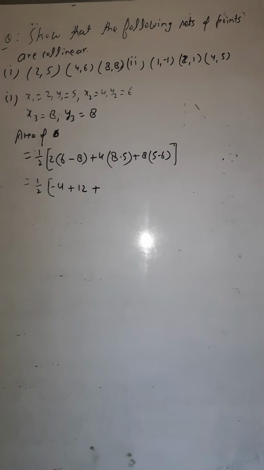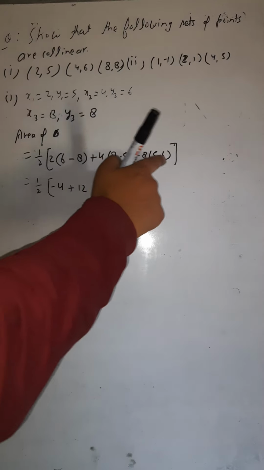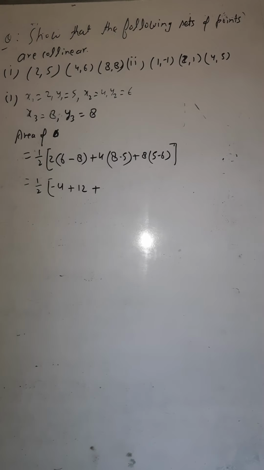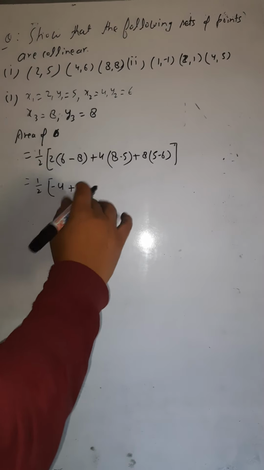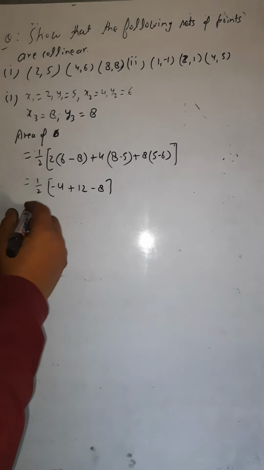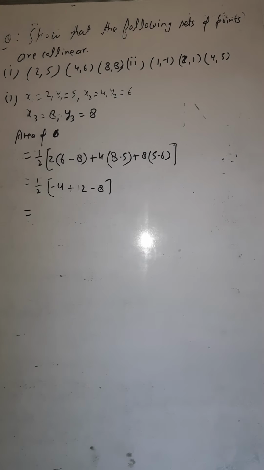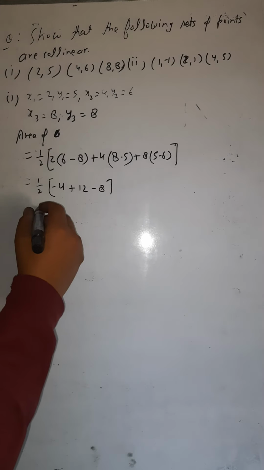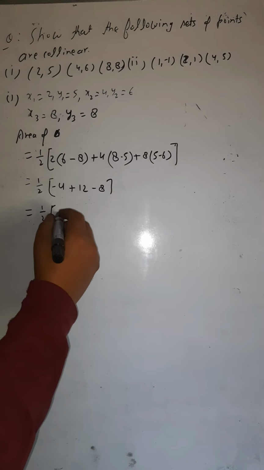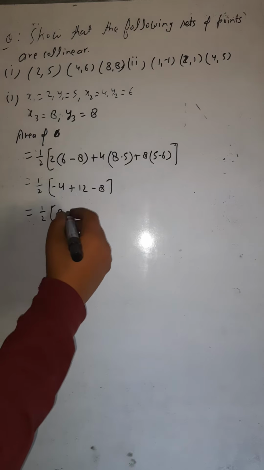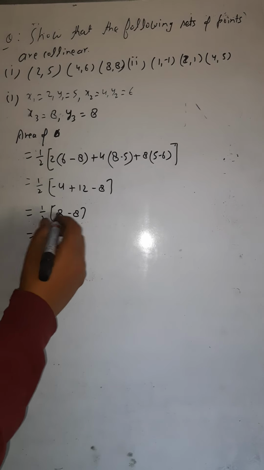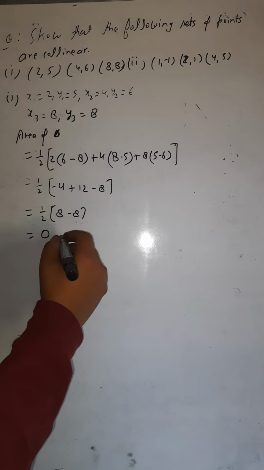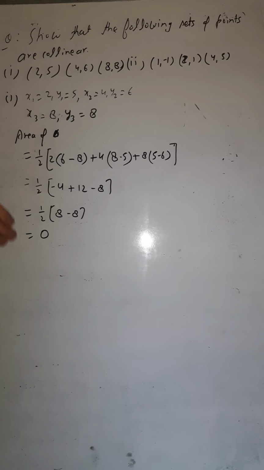Similarly here, 5 minus 6 is minus 1, and minus 1 into 8 is minus 8. So you can see from here: minus 4 plus 12 plus 8, minus 8. Now 8 minus 8 is 0, so the total becomes 0. So the area is coming out to be 0.